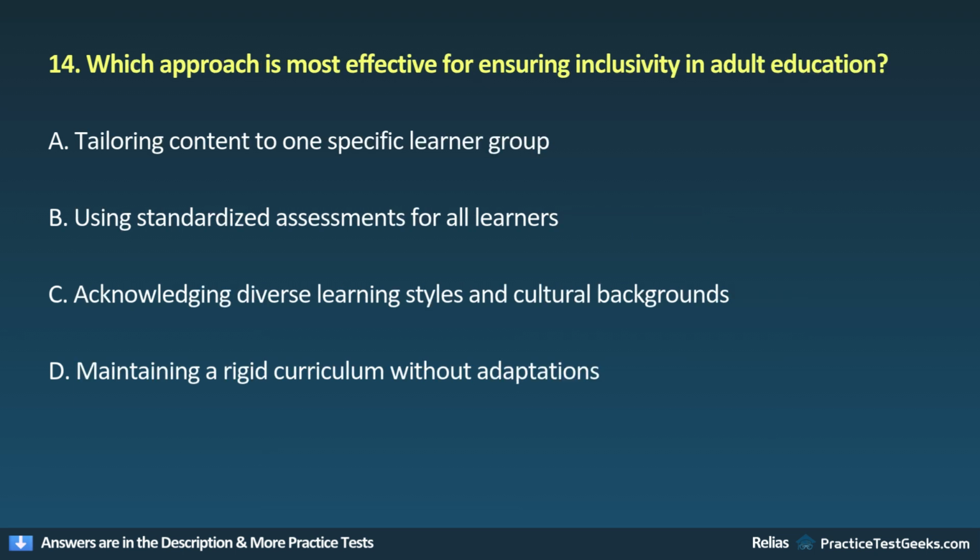14. Which approach is most effective for ensuring inclusivity in adult education? A. Tailoring content to one specific learner group. B. Using standardized assessments for all learners. C. Acknowledging diverse learning styles and cultural backgrounds. D. Maintaining a rigid curriculum without adaptations.